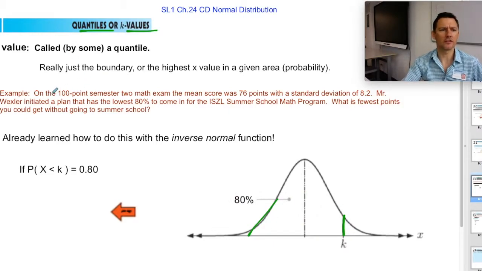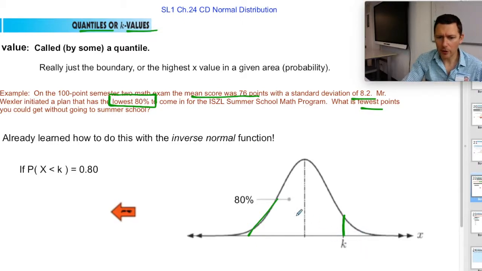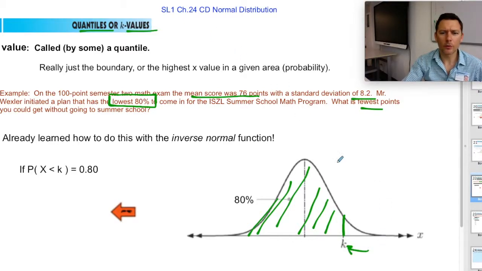So here's an example, like on an exam, the mean score is this, and here's the standard deviation. Mr. Wexler initiated a plan that the lowest 80% of the students have to come in for summer school. So what's the fewest points you can get without going to summer school? I know that if this area is 80%, I want to know what this value is so I can stay up here and not have to go to summer school.